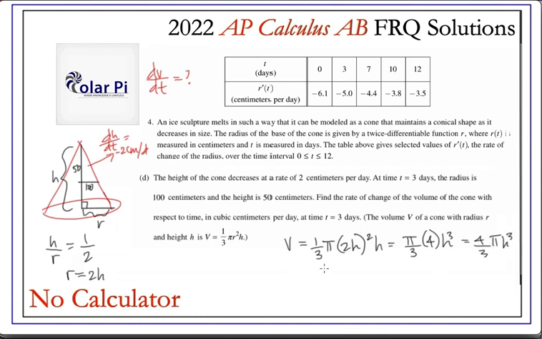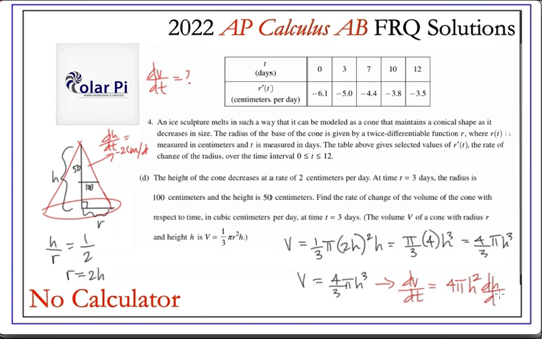Okay, cool. Now that we've got V in terms of just h, we're good to go. We have 4/3 pi h cubed, and when we take the derivative implicitly, on the left side we're going to write dV dt, and on the right side we have 3 times 4/3 pi, which gives us 4 pi, and then h squared, and then dh dt.